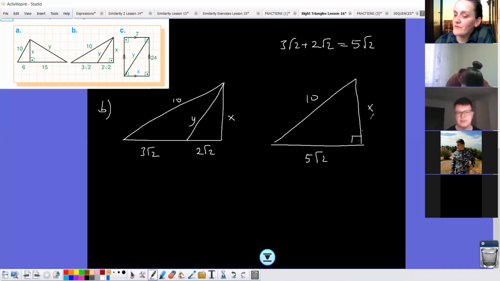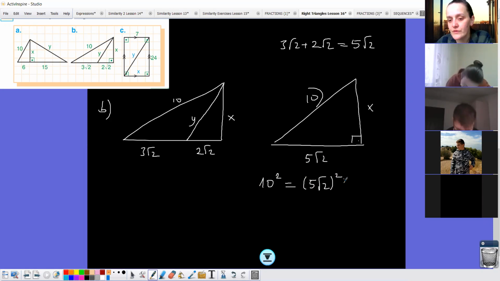But this one is from primary school, the Pythagorean theorem. We have a right triangle. We know what a right triangle is. We know what the hypotenuse is, yes? The Pythagorean theorem says that the square of the hypotenuse, which one is the hypotenuse? 10. Okay, 10 squared is equal to the sum of the squares of the other sides. So the other sides: 5 root 2 squared plus x squared. So what is 10 squared?